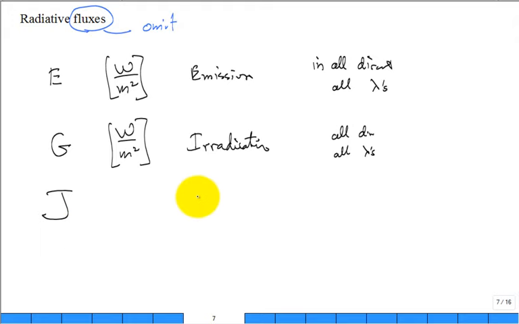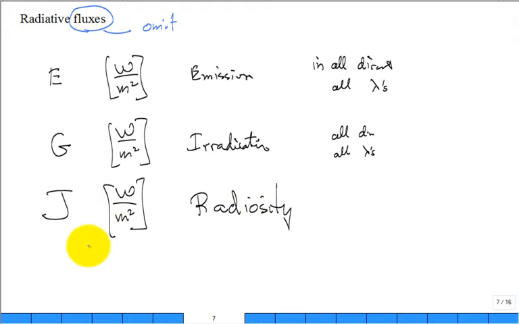Okay, this is easy, but then it gets hard. Radiosity is the name of J. What are the units? Watts per meter squared. And what exactly is it? Well, it's the net outgoing. All directions, all wavelengths. Hold it. I think we already had outgoing. Which is closest to J, E or G in definition? E, because it's emission. But how? Why do we have a separate? Why is not J equal to E?